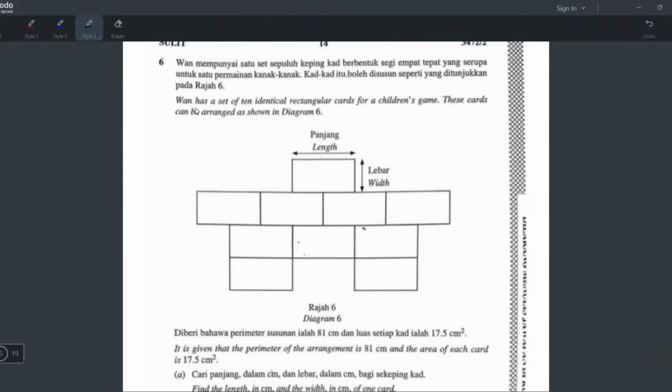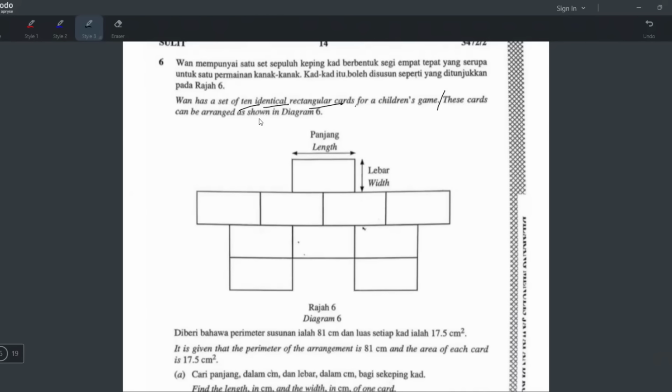Let's read first. One has a set of 10 identical rectangular cards for a children's game. What's the meaning of identical? Identical means same size, exactly the same. Okay, and there's 10. Let's count. 1, 2, 3, 4, 5, 6, 7, 8, 9, 10. Okay, yeah, there's 10, and they look identical also. All the sizes look similar, like exactly the same size.